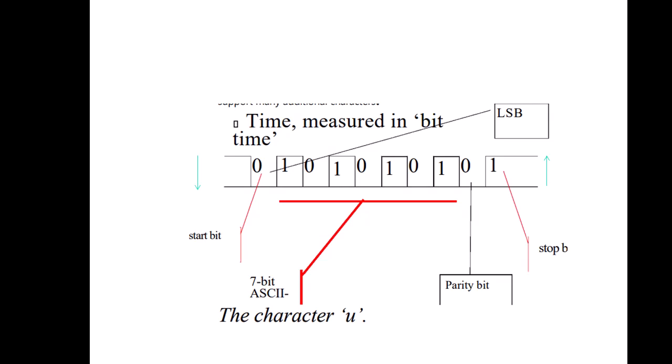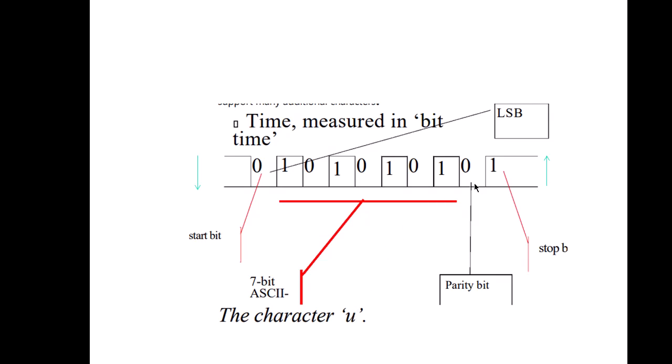So the horizontal axis here represents time. Initially, at time period 1, the wire is high, it's logic 1, 5 volts, however you like to describe that. Then it drops to 0, indicating the start of a communication. And what follows is the presentation of the bits 1, 0, 1, 0, 1, 0, 1, 0, which in fact is the 7-bit ASCII code for the letter lowercase u, which is quite interesting.